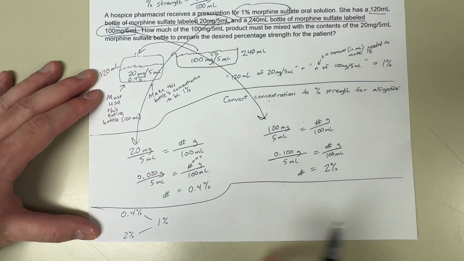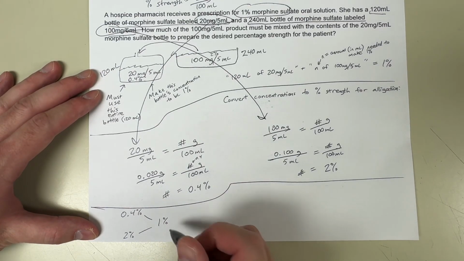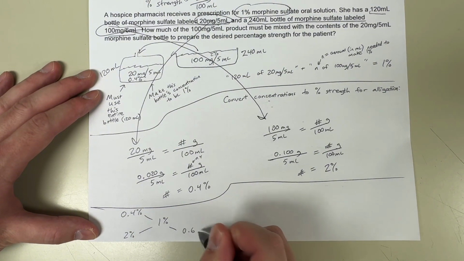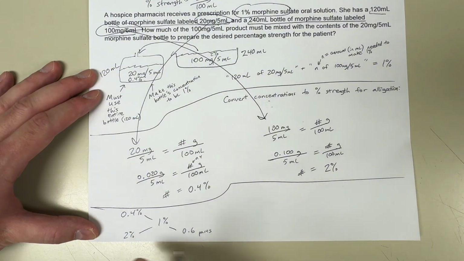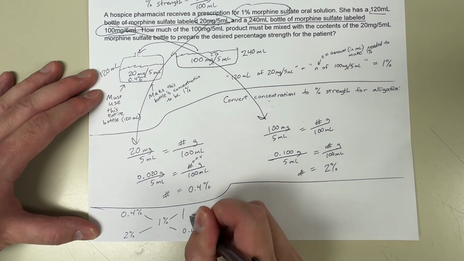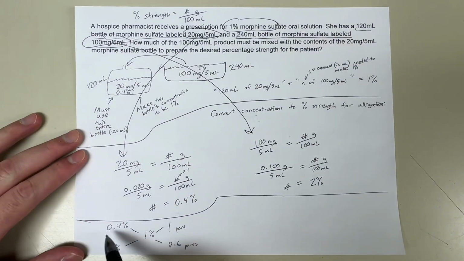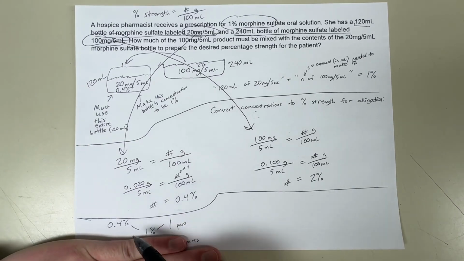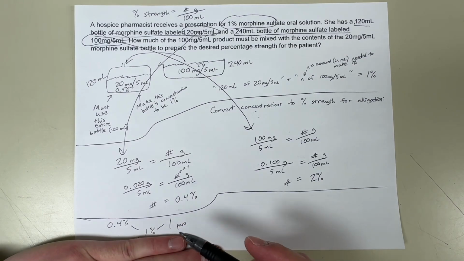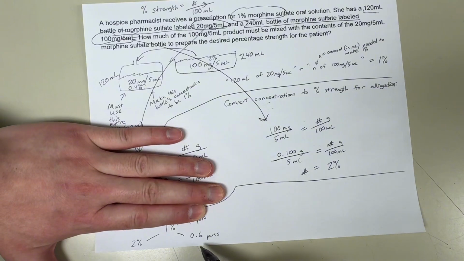Right. So when you do alligations, you just go across the line. So 0.4% minus 1, that equals 0.6 parts. And then for this bottom part, 2%, follow the line diagonally, minus 1, that equals 1 part. So now I'm going to set up my ratios. This top half represents 1 part of the 0.4%, and this bottom part represents 0.6 parts for the 2%.